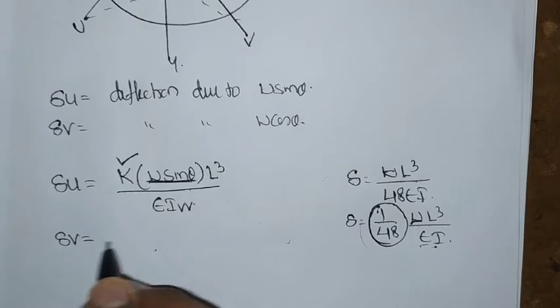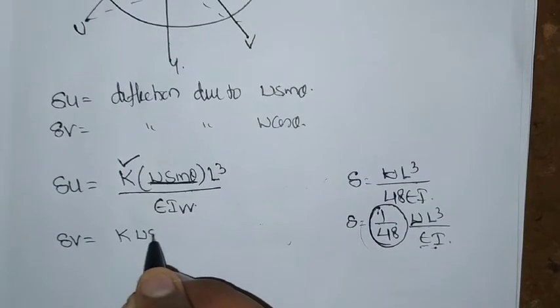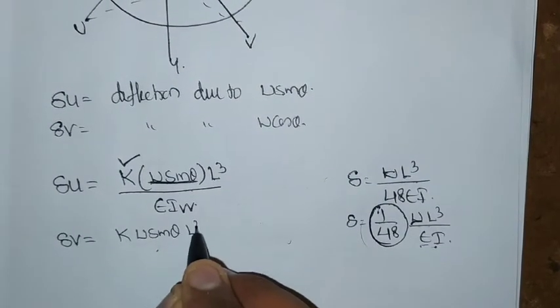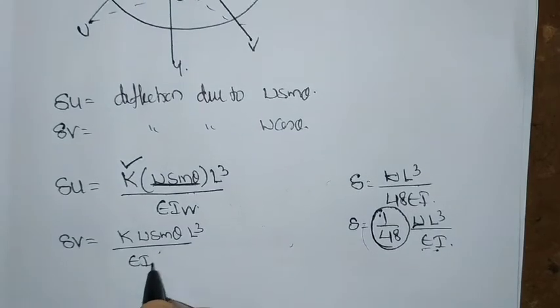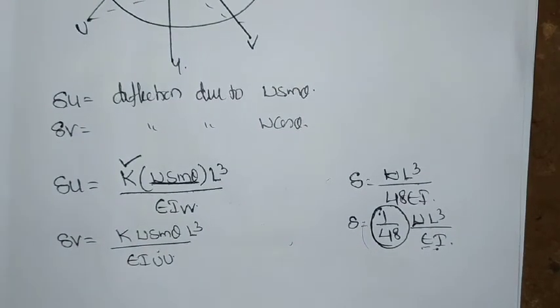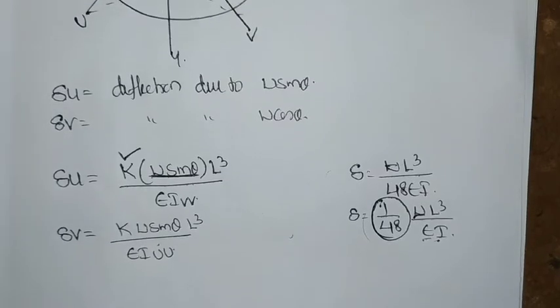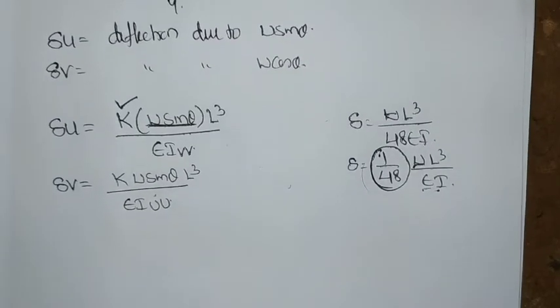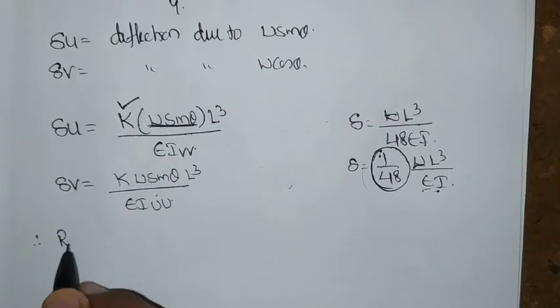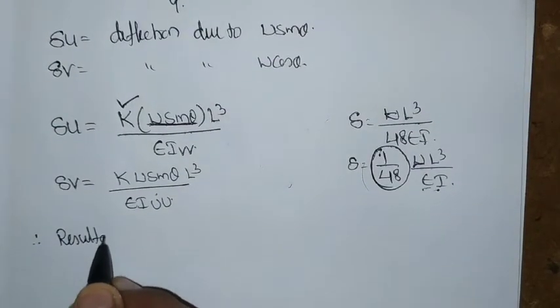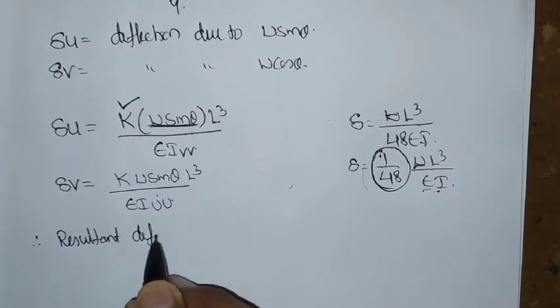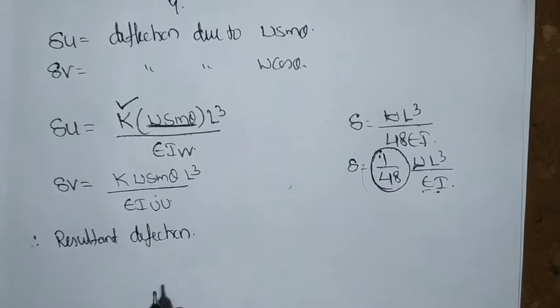Similarly, next, delta V is equal to the same K into W sin theta into L cube by E I UU, it will get. Right. Next, what you have to do? The resultant deflection we have to find out. Therefore, the resultant deflection is nothing but delta U plus delta V.